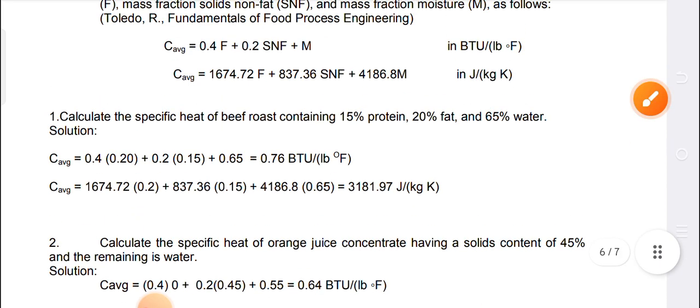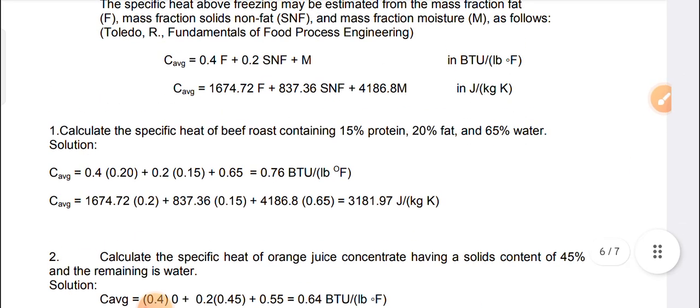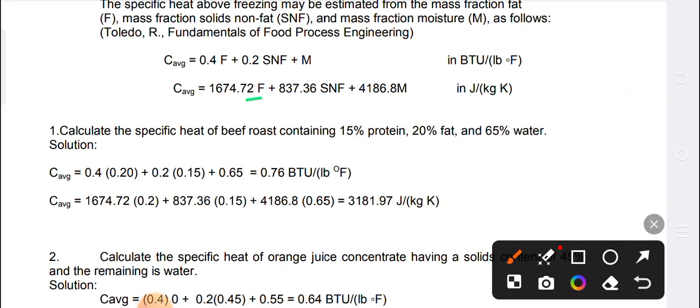So in order for you to be able to get the mass fraction, S and F, and M, you just have to convert the percentage into decimal. And that would be it. Okay. So for the fat, ito yung F. For the moisture, that would be the water. For the proteins, that would be the solid non-fat. Okay. So solid non-fat is 0.15.